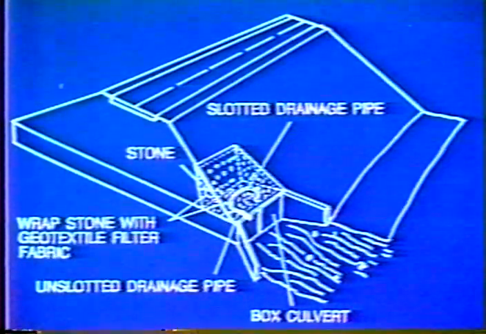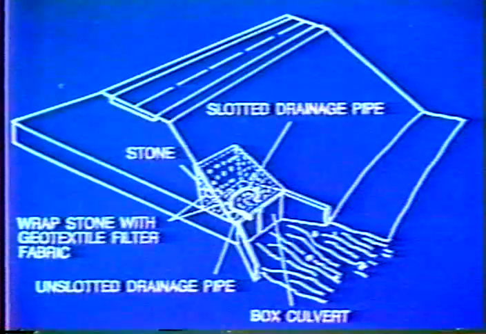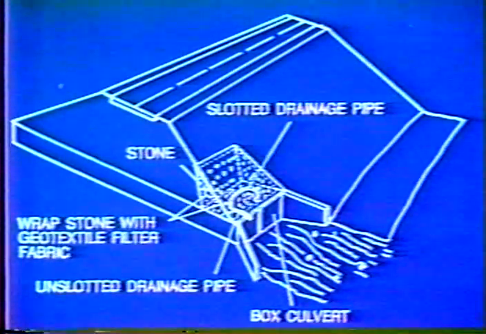Now, what we would recommend here when you're installing that is, if you're going to be placing the stone against the clay slopes or silts, use the geotextiles to protect the stone. And another good policy is use some kind of a flexible slotted pipe that you could curl around at the bottom of the buttress.